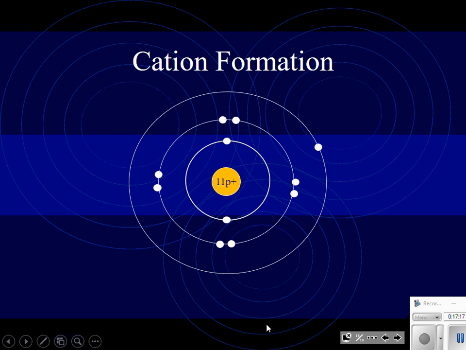Now, if you look right here, here is sodium. How do I know it's sodium? 11 protons. Right there, it says 11 pluses. I should have 11 minuses, right?